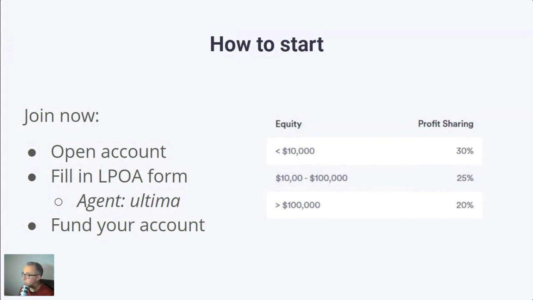How many clients are linked to the master account? That really depends on how many people join. So there's no max on that. Doesn't really matter.